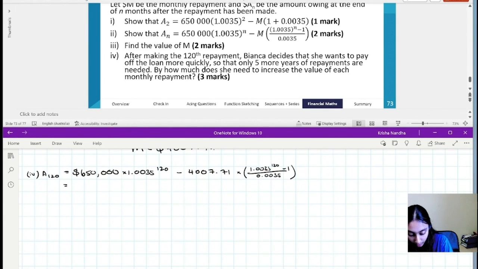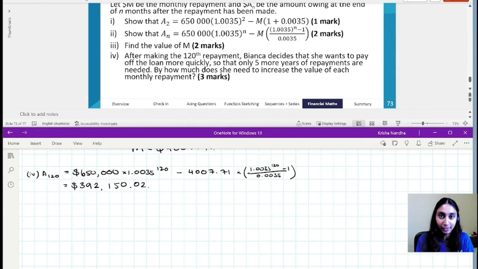Okay, so it'll be $392,150.02. Sorry. Cool. So that's how much is owing after 120 months, as I said like 20 times already.